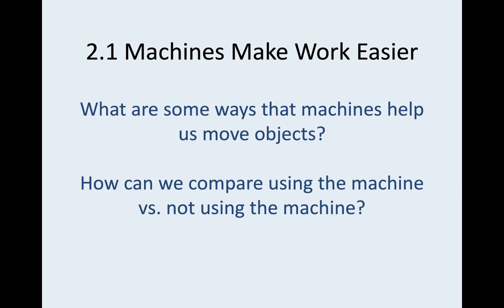So what are some ways that machines help us move objects? This is a discussion point, but think about it for a second. How have you used a machine already today? Well, you may be thinking about the device you're using to listen to this. If you opened a door, you used a lot of machines. The doorknob, the hinges, the plank, how that door is made. Machines are everywhere and they help us move things all the time. We don't even really think about it anymore.